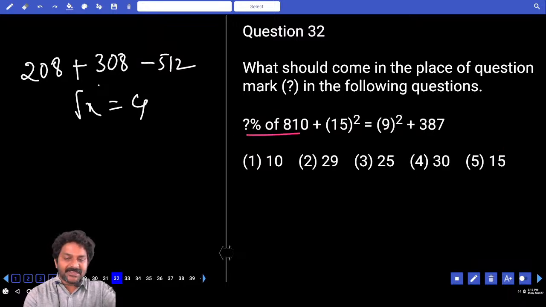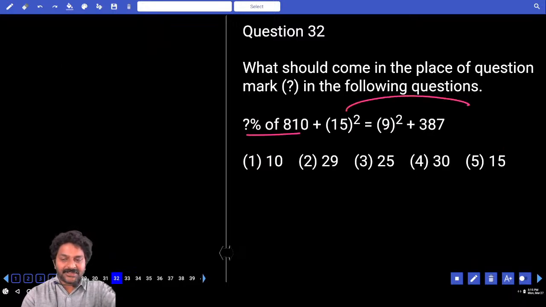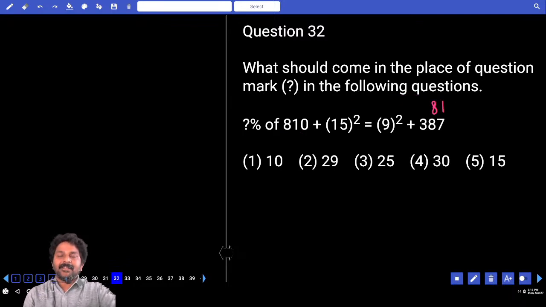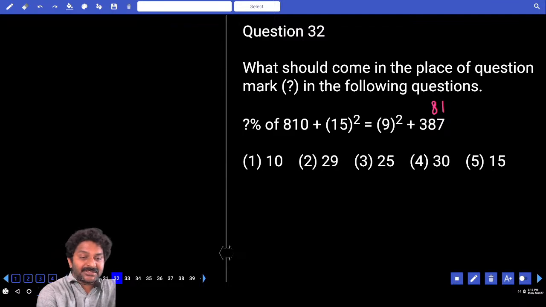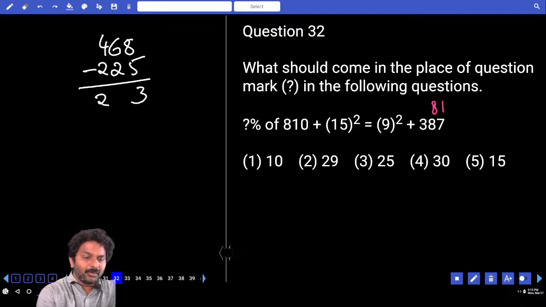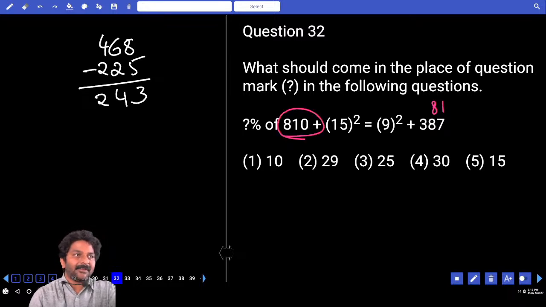Right. X is here. Keep it left hand side only. Take 15 square to the other side. What is 9 square? 387 plus 81, which is 468. From this we need to subtract 225, that is equal to 243. Is what percent of 810? Correct? What is 10% of this number? 81, exactly 3 times 243. That is 10%, 3 times, 30%.